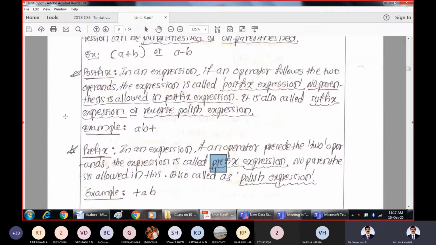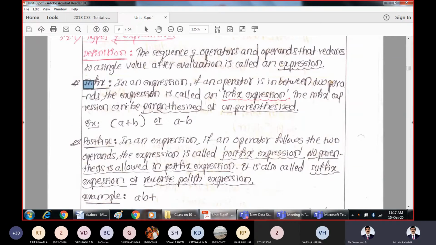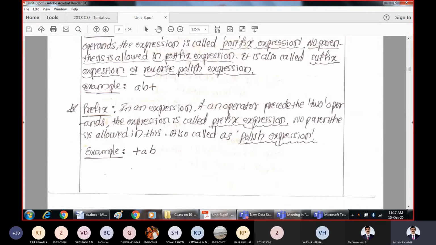You can make out of this: pre means first, post means end, in means in between. So these terms will help you remember the types of expressions. Prefix is also free from parentheses, and it is also called Polish expression or Polish notation.